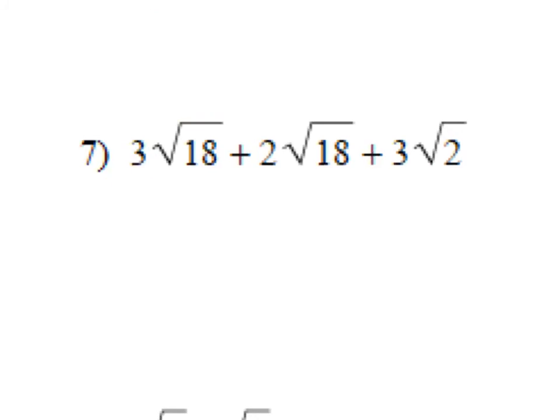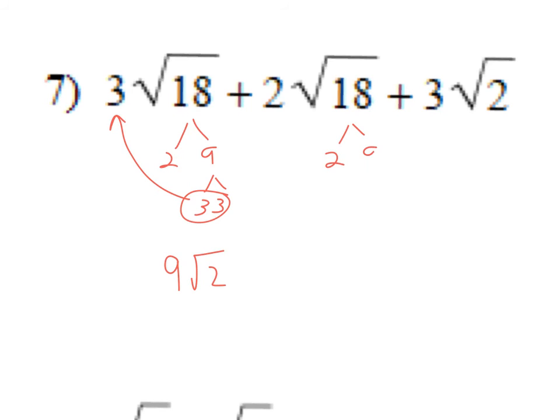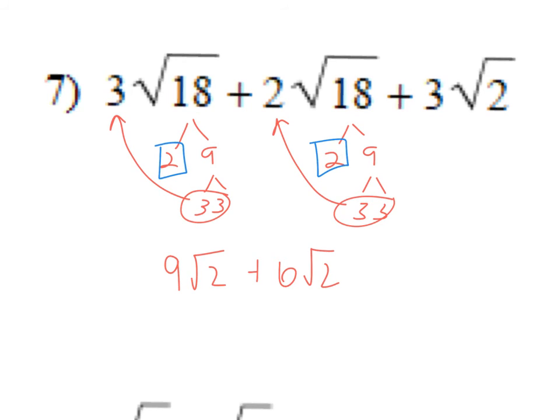Okay, number 7. Again, we're going to start by breaking this down. So this will go to 2 and 9, and the 9 will go to 3 and 3. 3's pair up and move out, so 3 times 3 is 9, root 2. The 18 will be the same thing again, so 2 and 9, and then 3 and 3. The 3's will pair up and move out, so 2 times 3 is 6, root 2. Again, we have the 2's left over, right? That's where the inside 2's are coming from. And then we have the last one here, it's already broken down, so 3 root 2.